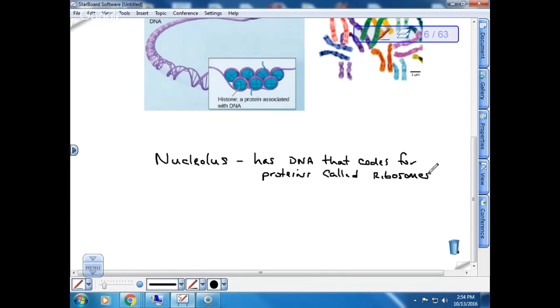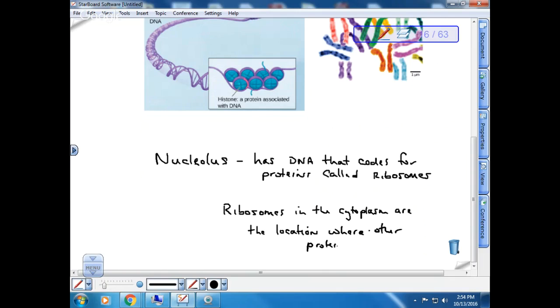So ribosomes are proteins, and ribosomes play a really super important function in that they are where other proteins are produced. So ribosomes in the cytoplasm are the location where other proteins are produced. They're like little protein factories. Right, so the ribosomes.